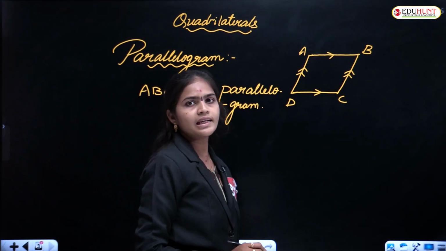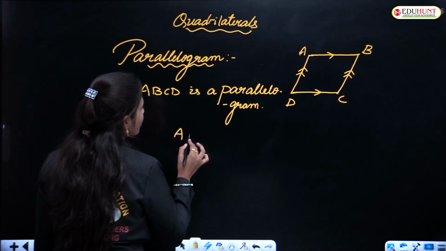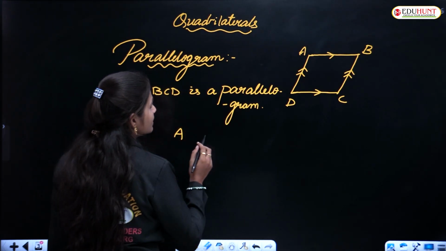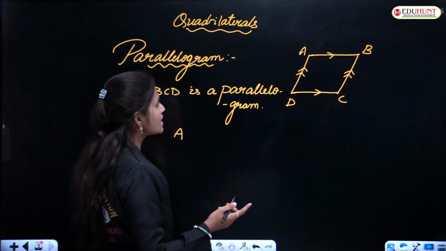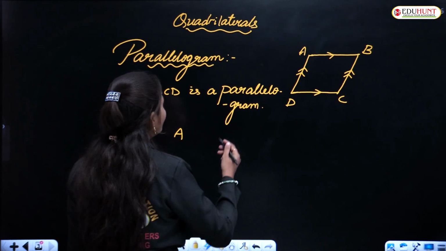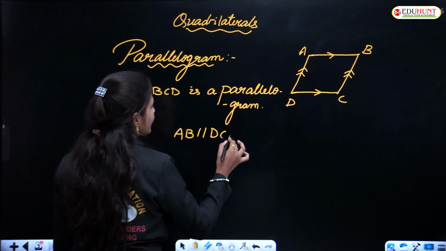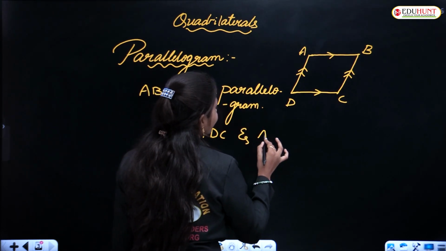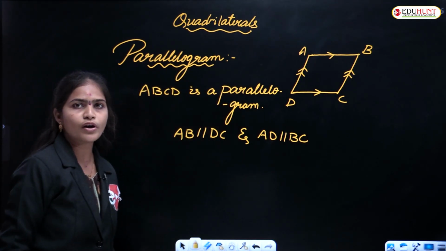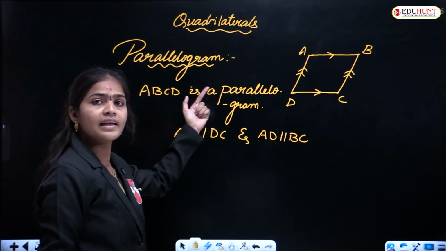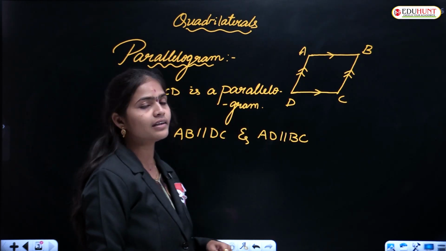Okay, how can we say that ABCD is a parallelogram? According to the definition, both pairs of opposite sides should be parallel. Then only we say that a quadrilateral is a parallelogram. So here AB is parallel to DC and AD is parallel to BC. Two pairs of opposite sides are parallel, so ABCD is a parallelogram. Okay children, so this is the definition of a parallelogram.